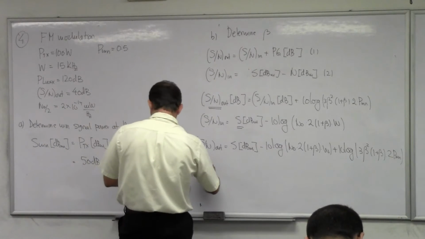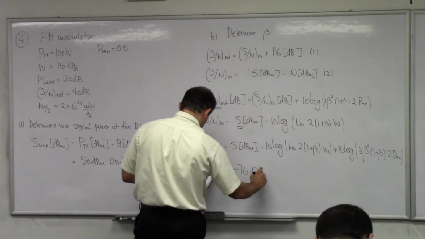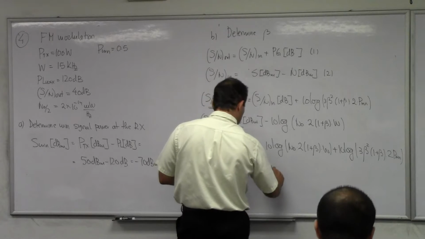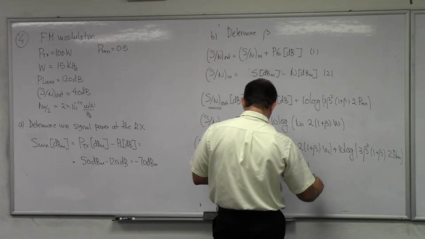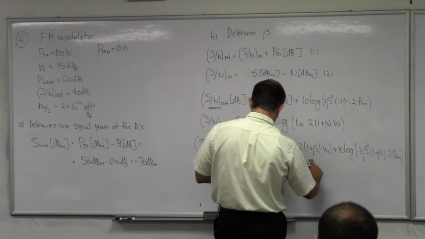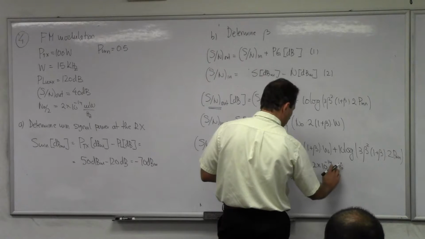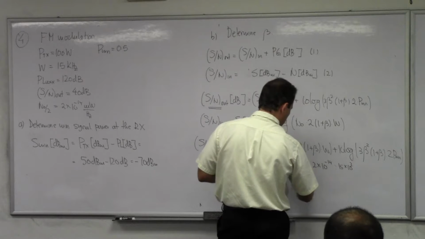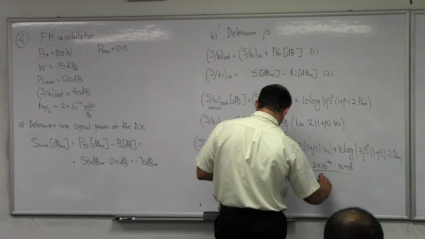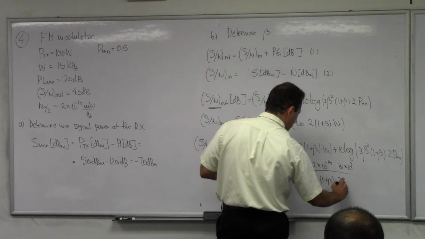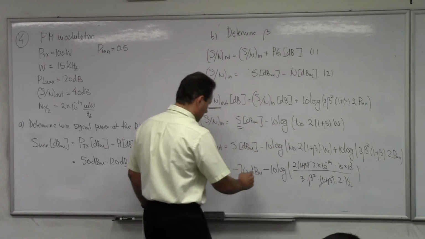If you substitute, you get 35 dB is equal to minus 70 dBm minus 10 log of this. So it's 2 times (1 plus beta) times N0 times W. So N0 is 2 times 10 to the minus 14 and times 15 times 10 to the 3. So that's the denominator here. And then this thing here is going to be 3 times beta squared times (1 plus beta) times 2 times 1. So you can see that this and this cancel.